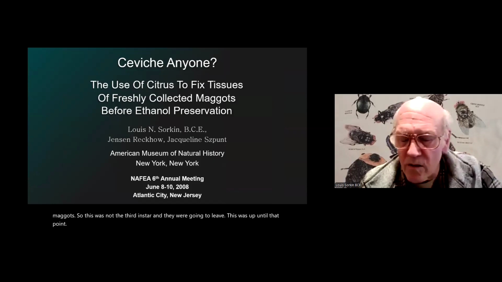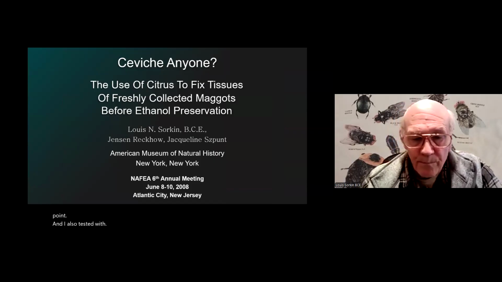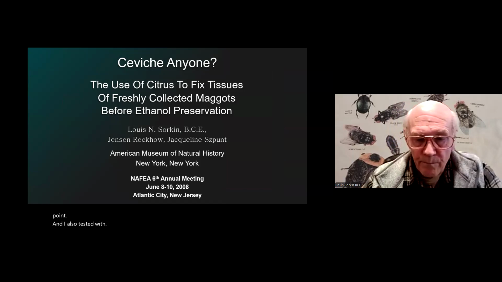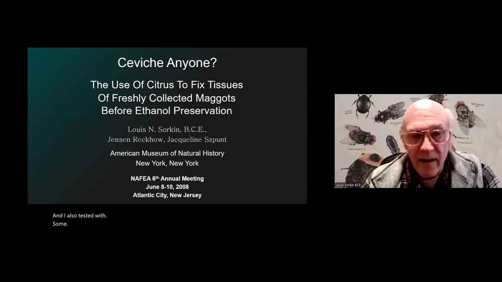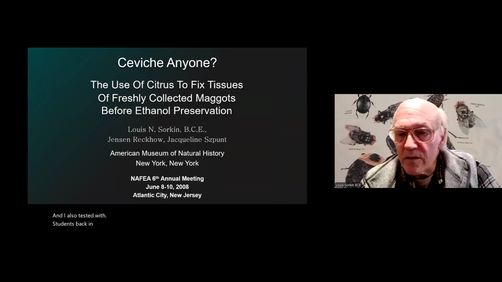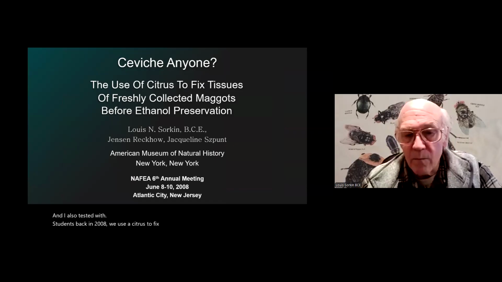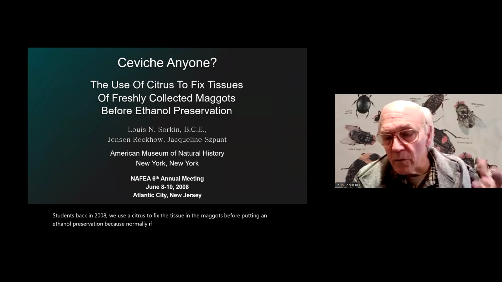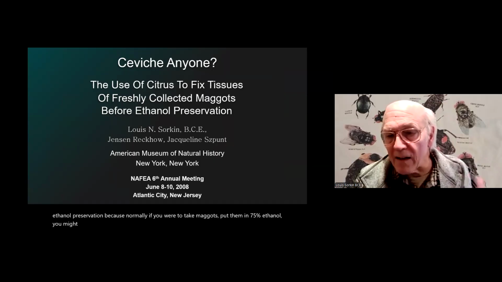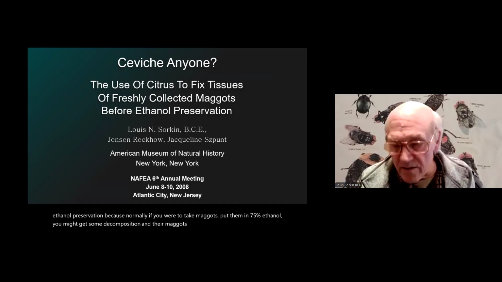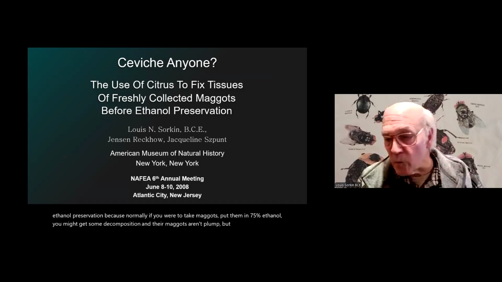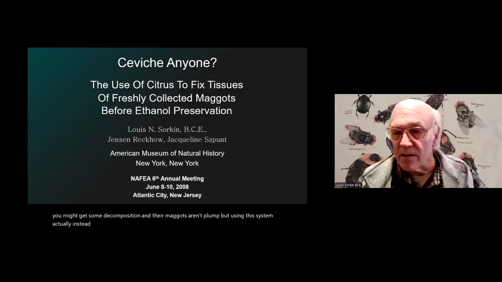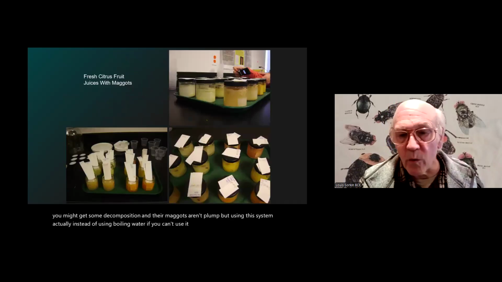And I also tested with some students back in 2008. We used a citrus to fix the tissue in the maggots before putting them in ethanol preservation. Normally if you were to take maggots and put them in 75% ethanol, you might get some decomposition and the maggots aren't plump. But using this system, instead of using boiling water if you can't use it, this citrus material worked pretty well on maggots.